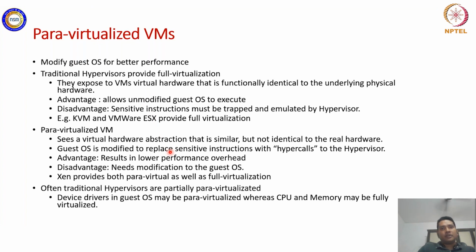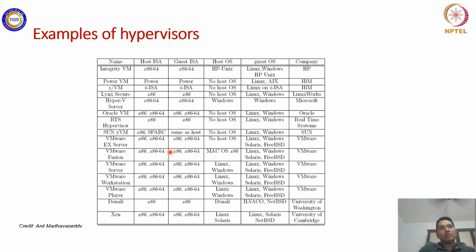Okay, so next we'll see some of the hypervisors that are available. These are the providers: VMware, Denali, Xen, IBM, Oracle, Power VM. And you can see what kind of host OS they can support and guest OS they can support, and these are the companies by which these VMs are being provided.